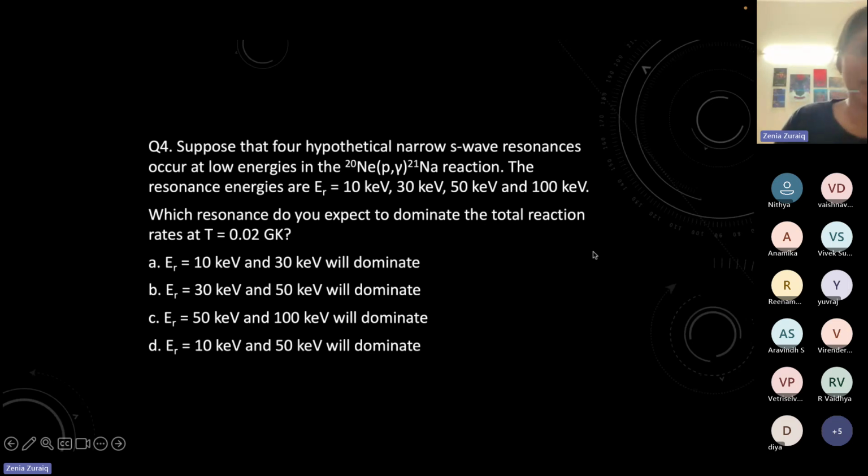Okay, so this is something about resonance reactions. It is very much related to the things that we discussed in last week's class. This is a little lengthy question, so I'll give you some time, or not lengthy, but you will have to remember some formulas or look back to your notes from last week and see if you can find some relevant formula. So the question is that there are four hypothetical narrow S wave resonances occurring at low energies at these particular energies. Resonance means it's more favorable at those energies. So which resonance do you expect to dominate the reaction rate when T is equal to 0.02 gigakelvin? Giga is 10 power 9.